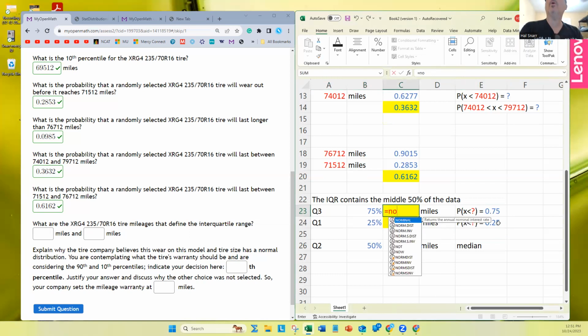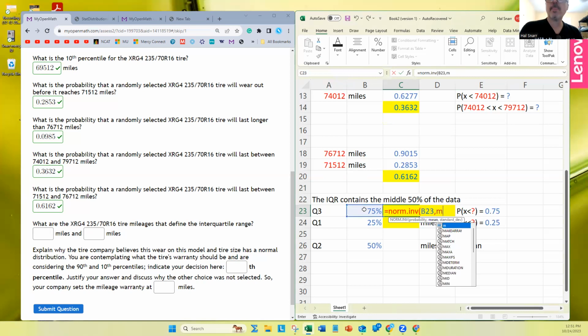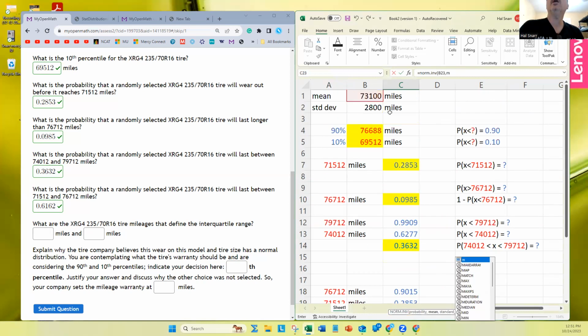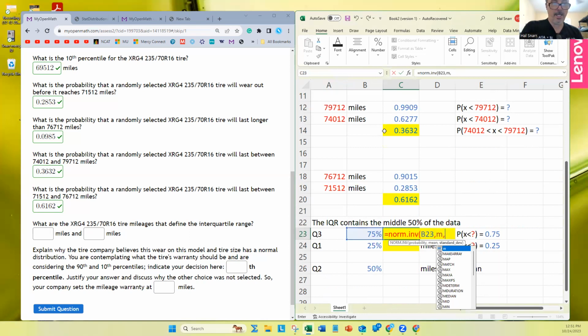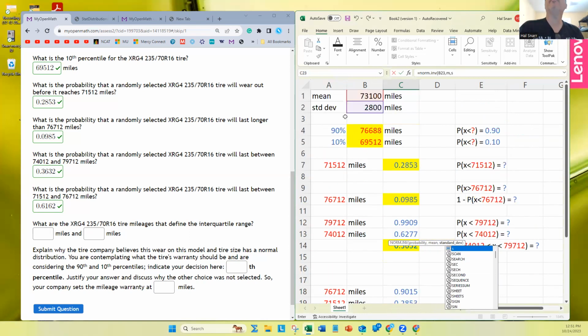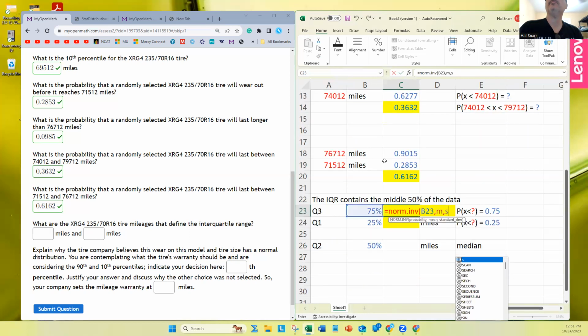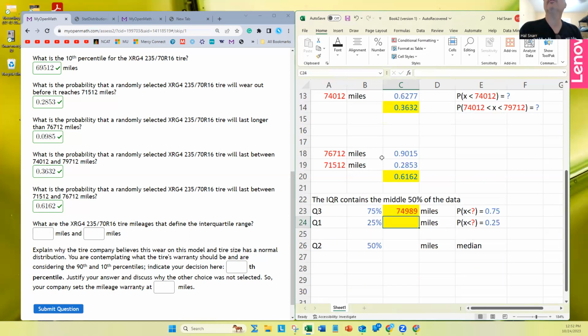So we need to use norm inverse, right? You feed norm dot inverse a probability value, in this case, 75%. And then we have the mean, which we've named M, right? M, mean. And then comma S, which is the name for the standard deviation. Okay. And then all we have to do is hit enter. Then I'm going to drag this down, right? So now we're feeding 25% as a probability into here, right? With the mean and the standard deviation given above, right?